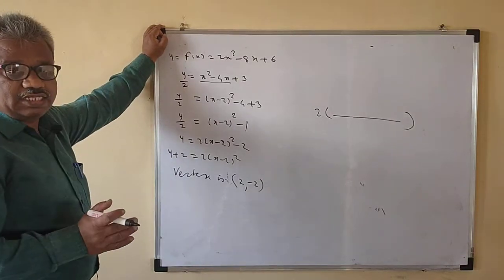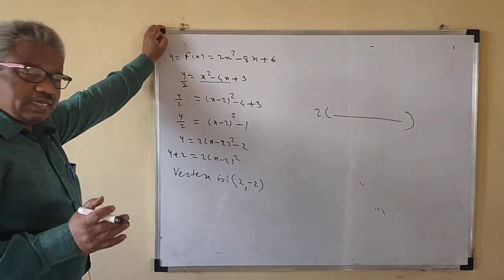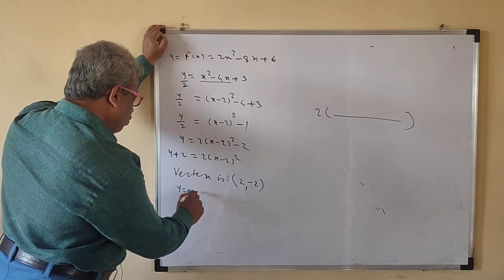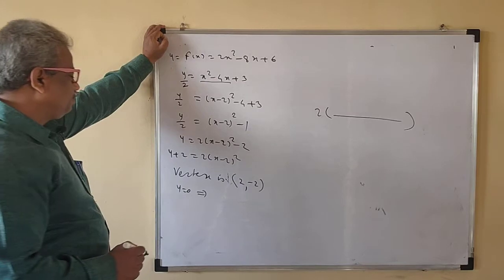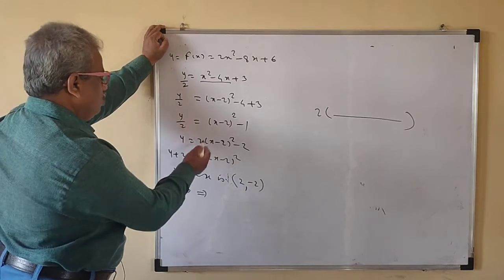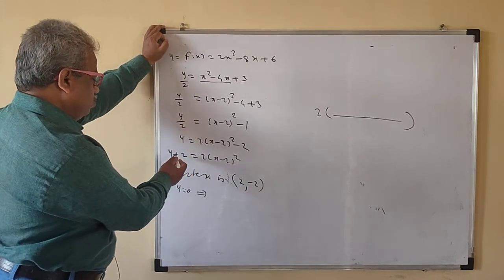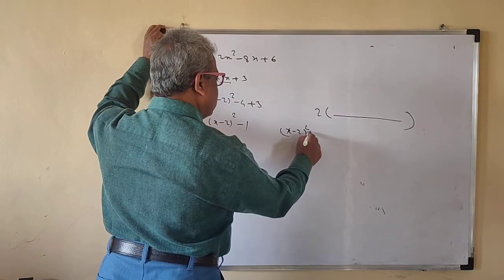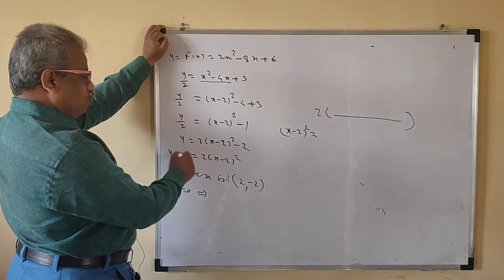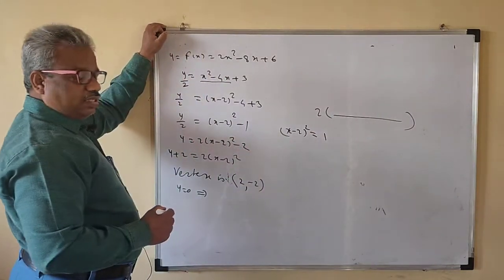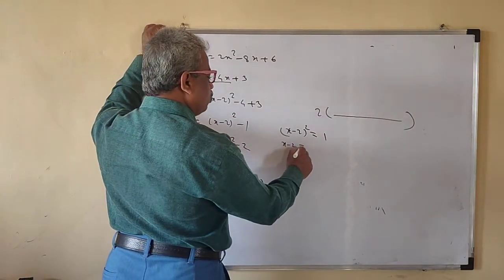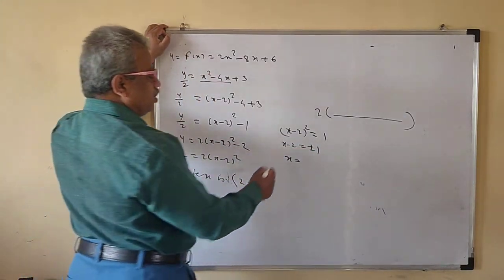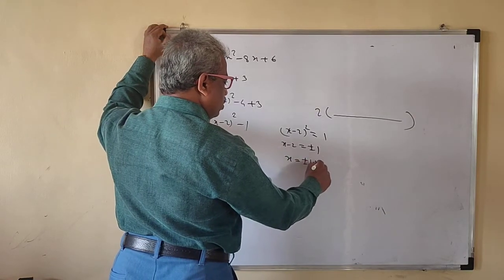Now we have to find where it intersects the x-axis and y-axis. Okay, so if y is equal to 0, then this is (x minus 2) square is equal to 1, since 2 times this is 2. So x minus 2 is equal to plus or minus 1. So x is equal to plus or minus 1 plus 2.